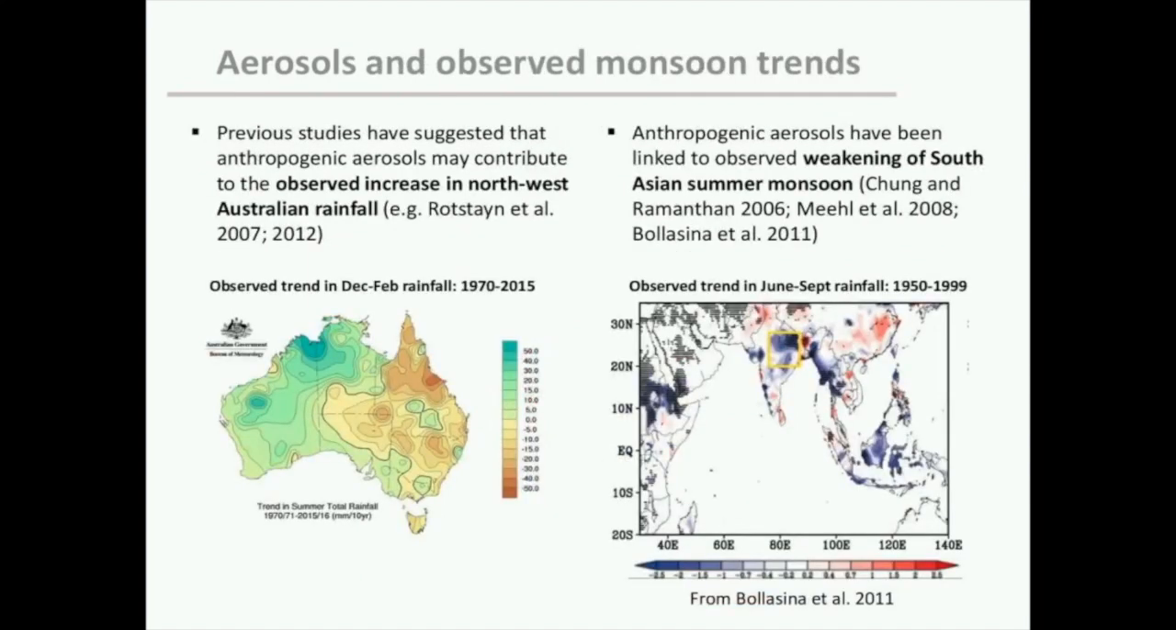There has been some work linking observed trends in monsoon rainfall to aerosol changes. For example, Leon Rothstein and colleagues at CSIRO suggested that there may be a role for aerosols in forcing the observed increase in northwest Australian rainfall. I don't want to go into that here because it is still very much an active area of research, and I don't think that a final consensus has really been formed on what is actually driving this observed trend. It may be a combination of external forcing and natural variability. There is an observed weakening of the South Asian or Indian summer monsoon, and that has been probably more clearly linked to the recent increase in aerosols over that period.